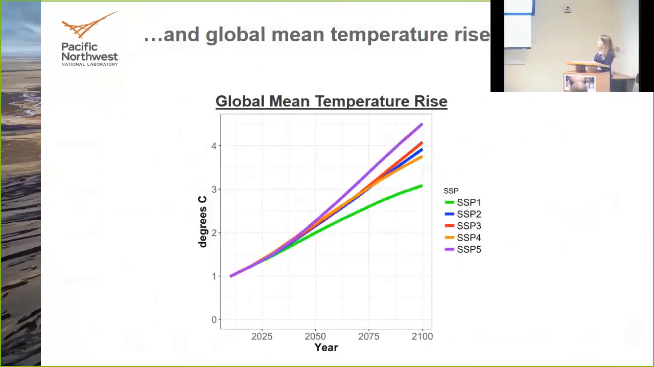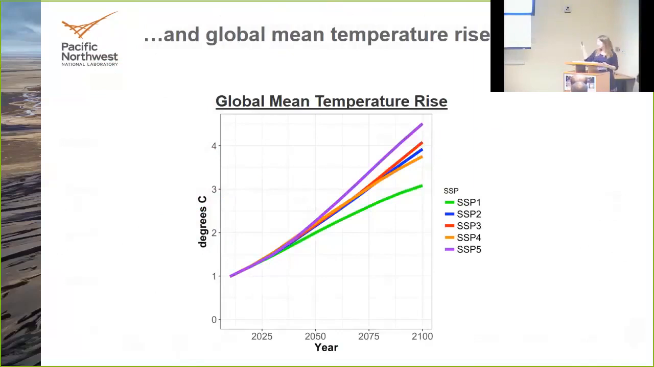And so these result in a range in temperature rise from 3 degrees to 4.5 across these. Now, if you remember back to the beginning, I showed you a bigger range. It was 0.3 to 4.8. Well, some of those worlds in that initial IPCC study included mitigation. These first five that I've shown you here haven't. This is just, here's five different worlds. We're not going to try to reduce climate.